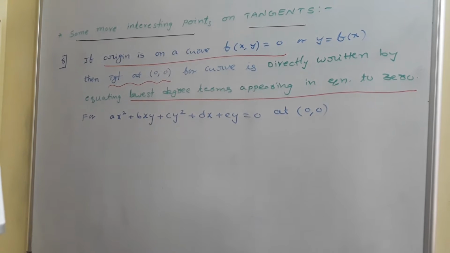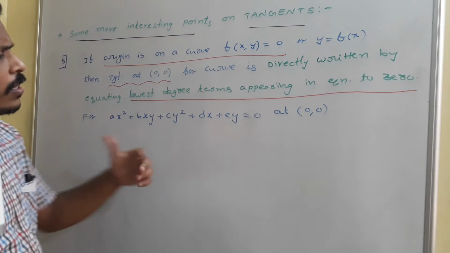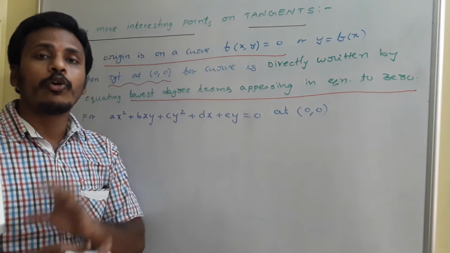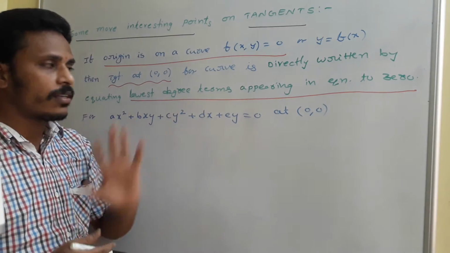And now the generalization for that statement. If the curve is some ax square plus bxy plus cy square plus dx plus ey equals to 0, since there is no constant, surely origin lies on this curve. And now I am going to find the tangent equation at origin for the curve.